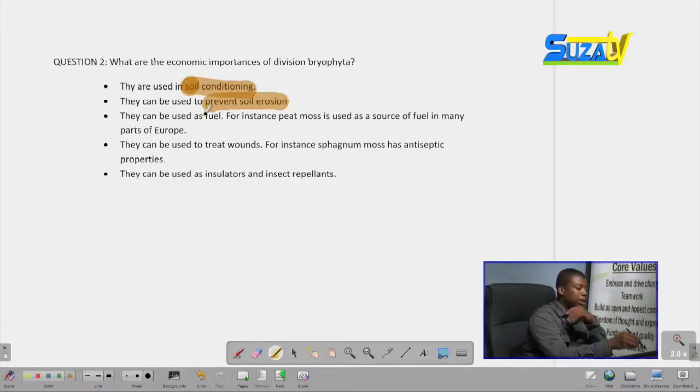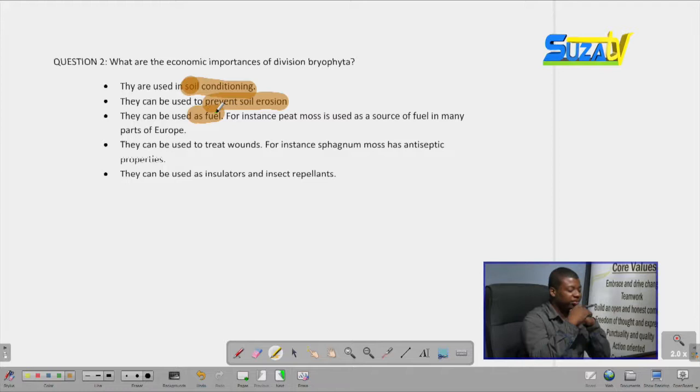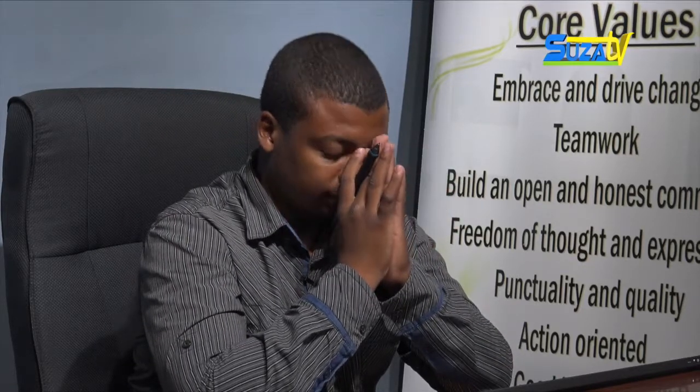They can be used as a fuel. Members of division Bryophyta, especially mosses, when they are clumped together, after a certain period of time has passed, can be used as a source of fuel, a source of fossil fuels. For instance, in many parts of Europe, they use peat moss as a source of fuel.